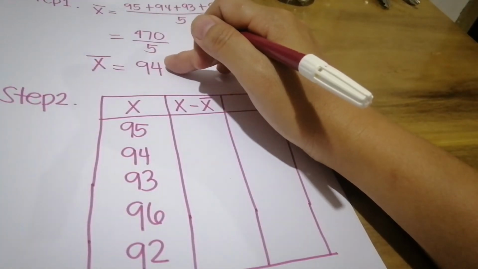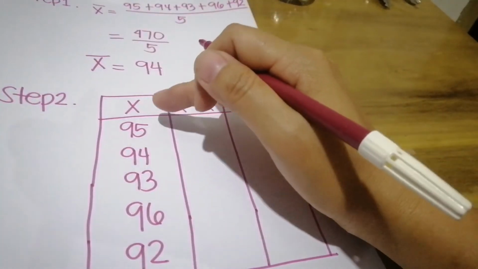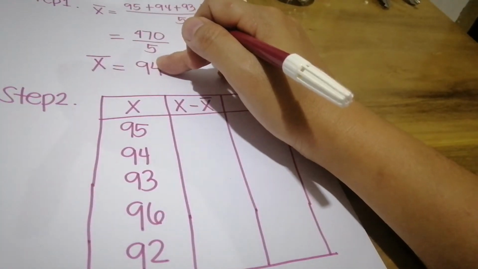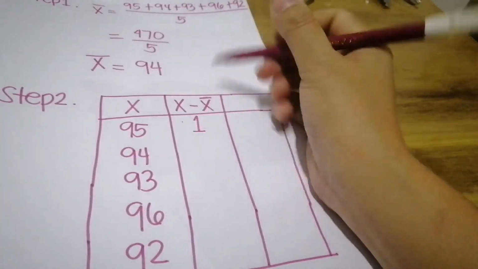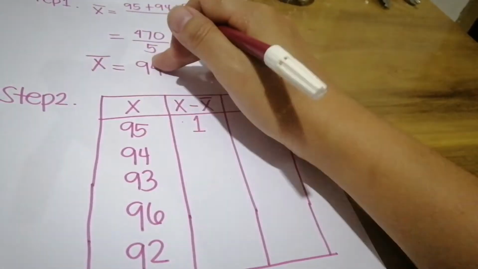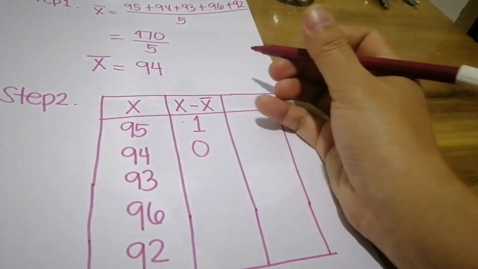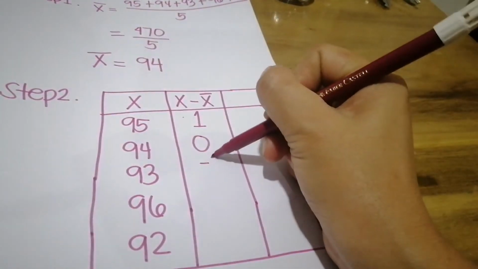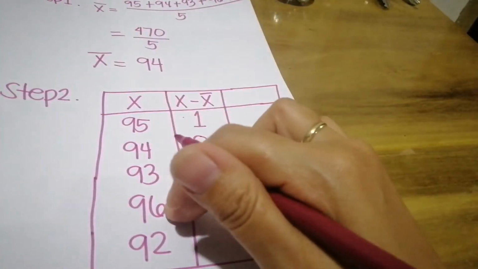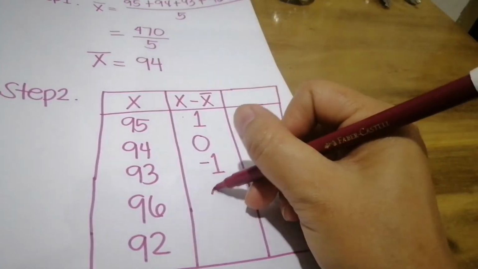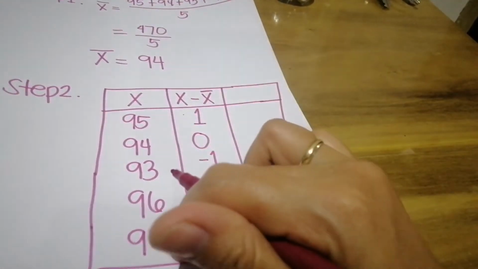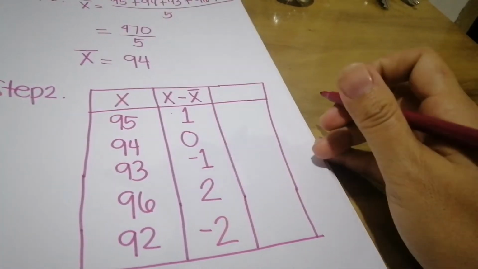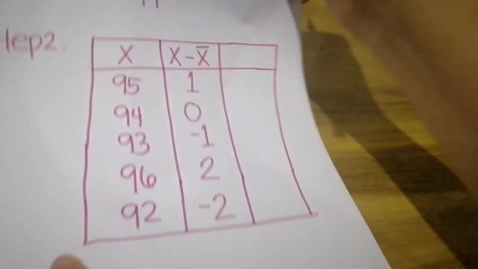So this is the process. 95 minus 94 is equal to 1. 94 minus 94 is 0. 93 minus 94 is negative 1. 96 minus 94 is 2. 92 minus 94 is negative 2. So that's how you fill in the second column.